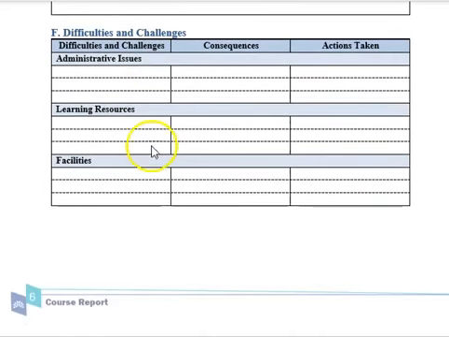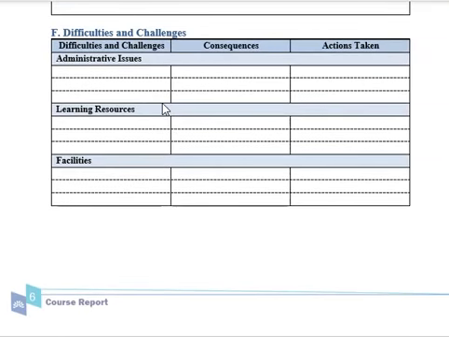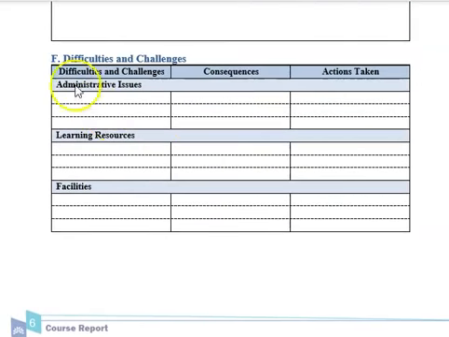Difficulties and challenges. This is the F section. If you faced any administrative issues or learning resources or facilities difficulties, please write them, and write the consequences and what action was taken to solve this problem. As you see, actions taken, because if you face difficulties in learning resources, for example the classroom, textbook or internet, any difficulties you face should be solved at that time, not by the end of the semester. Did you inform the responsible person or not, and what actions were taken at that time?